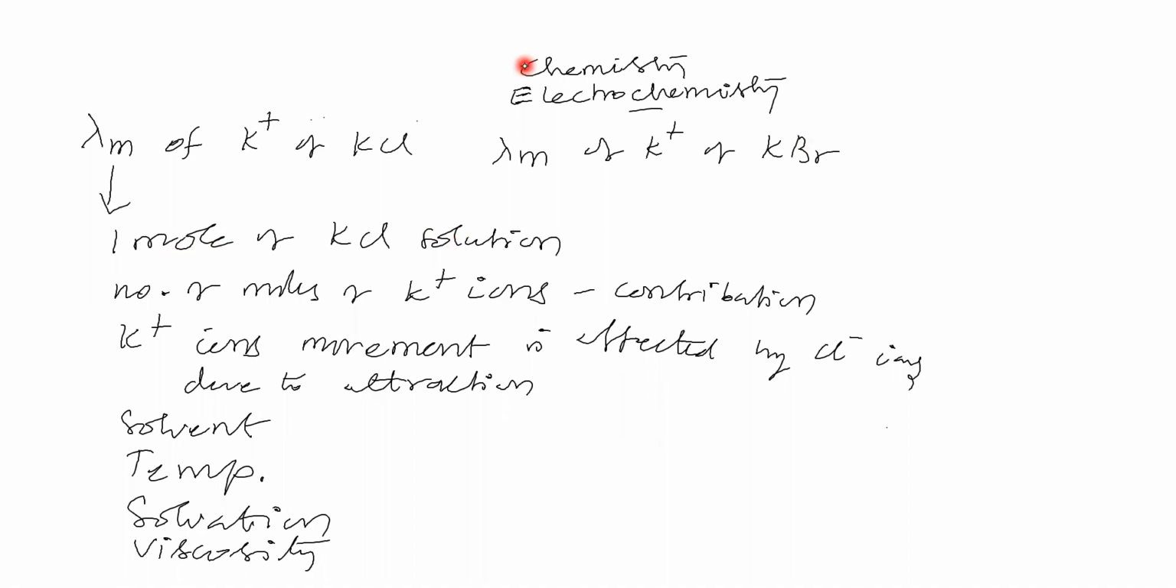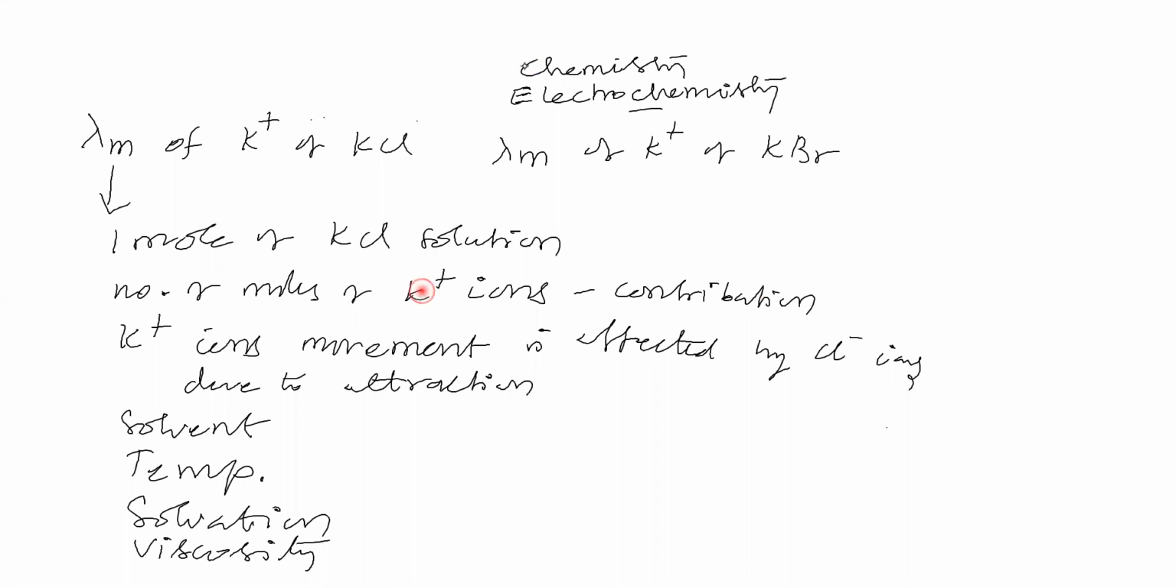Consider 1 mole of KCl in the electrolytic solution. It is undergoing ionization, and due to ionization we are getting K plus ions. How many moles of K plus ions are there? We have to see what is contributing to the current carrying ability. These many ions are carrying current, and that contribution is called molar conductivity.